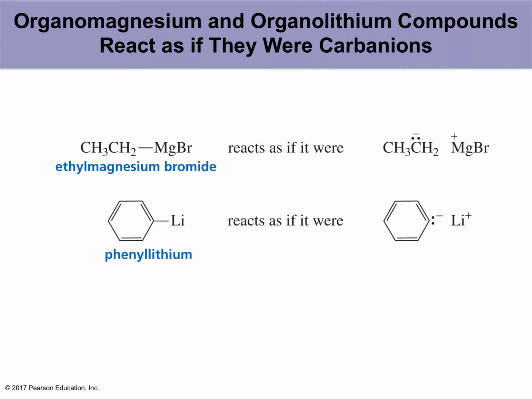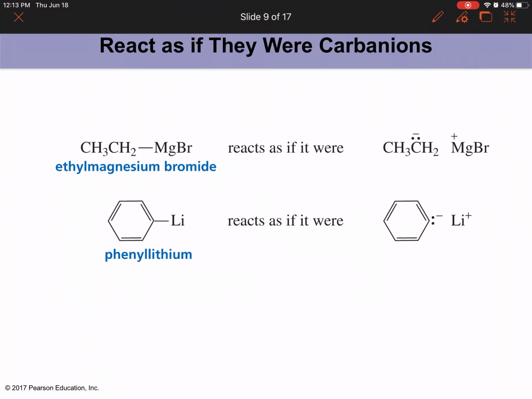Organomagnesium and organolithium compounds react as if they were carbanions. So we know carbocations: that is when the carbon carries a positive charge. So the carbanion is when the carbon carries a negative charge. Carbocation is C+.